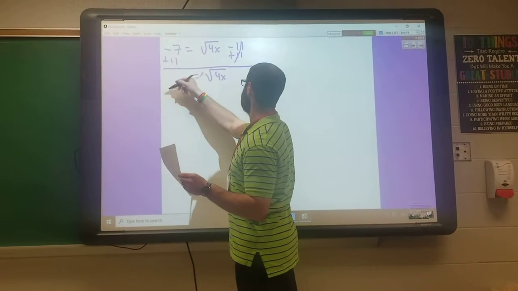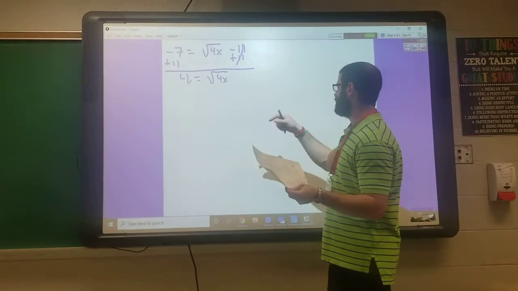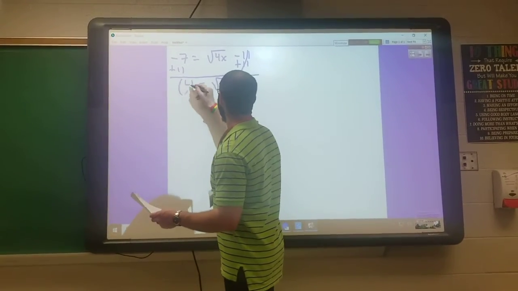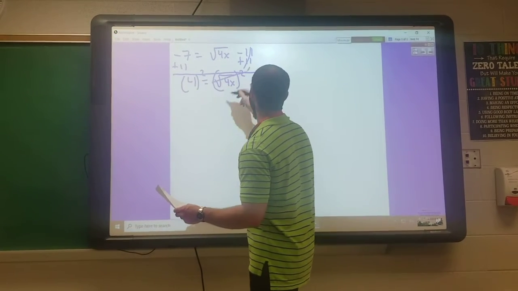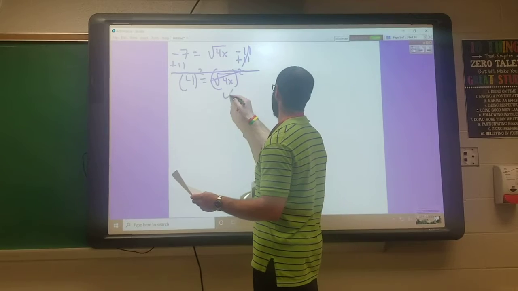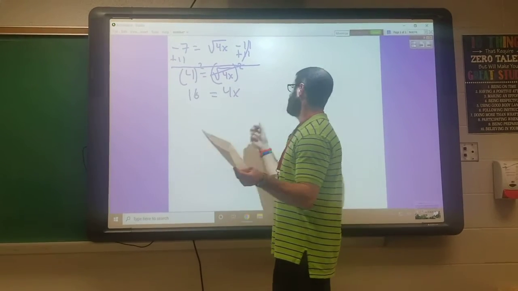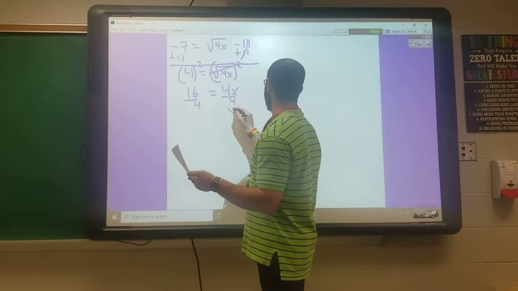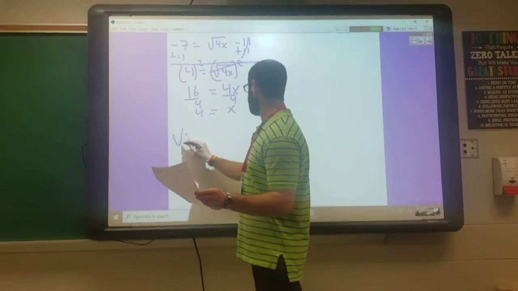Negative 7 plus 11, that's going to be 4. And I need to get rid of the square root. How do I do that? Square both sides. Remember, the square root gets canceled by squaring it. So I got 4x equals 4 squared, 16. Divide by 4, and x is 4.